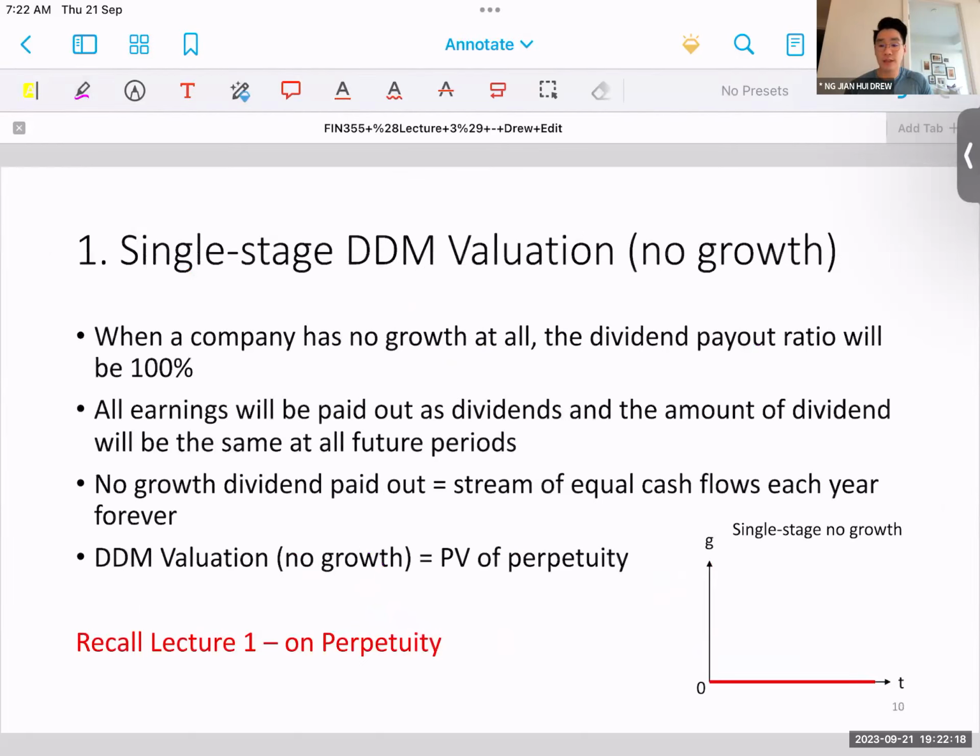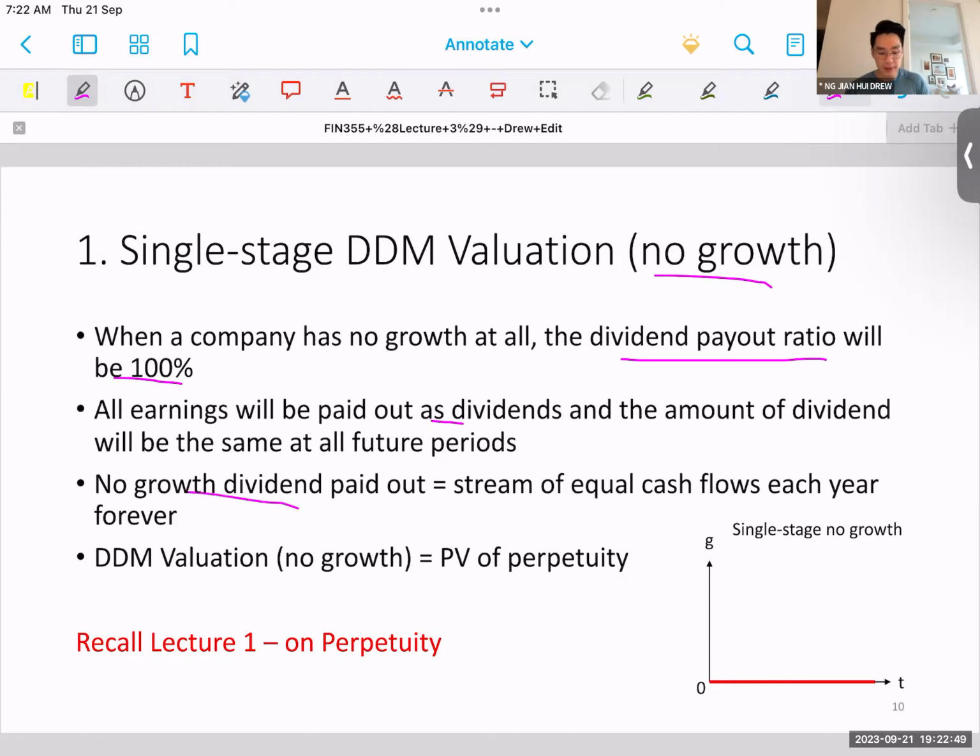Going back to the most basic again. So the single stage, no growth. For single stage, no growth means that, remember when we talked about the three different stages of dividend growth, when there's no growth, what happens is that the dividend payout ratio is 100%, right? The characteristics that I mentioned are important to know. And all earnings will be paid out as dividends. Okay, fine.